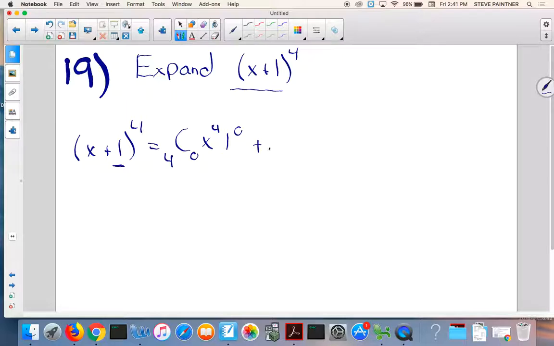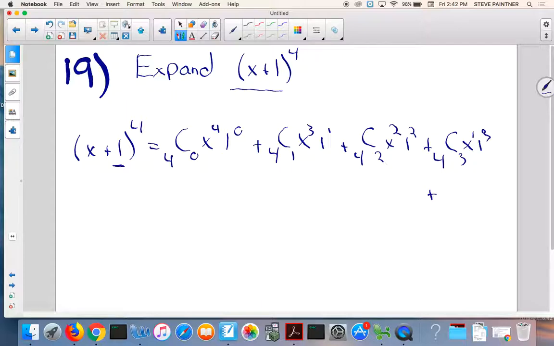power, plus 4 choose 1, x to the third, 1 to the first power, plus 4 choose 2, x to the second power, 1 to the second power, plus 4 choose 3, x to the first power, 1 to the third power, plus, last term, 4 choose 4, x to the 0, 1 to the fourth power.